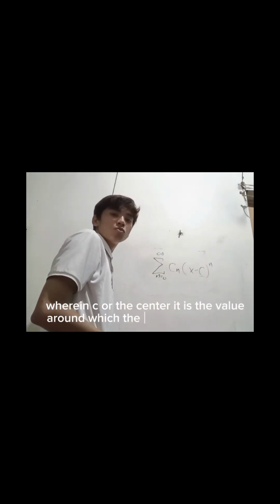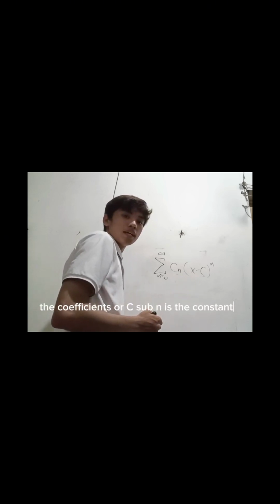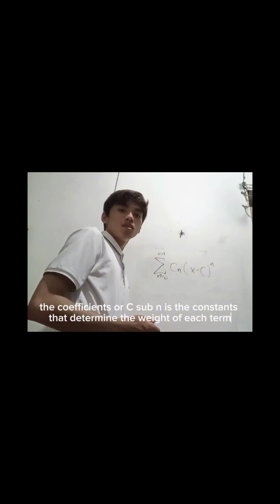A power series is an infinite series of the form summation of c sub n times the quantity (x minus c) raised to n, wherein c, or the center, is the value around which the series is expanded. The coefficients, or the c sub n, are the constants that determine the weight of each term. For our x, or the variable, it is the input value for which the series is evaluated. And for our n, or the exponent, it is the power to which x minus c is raised.